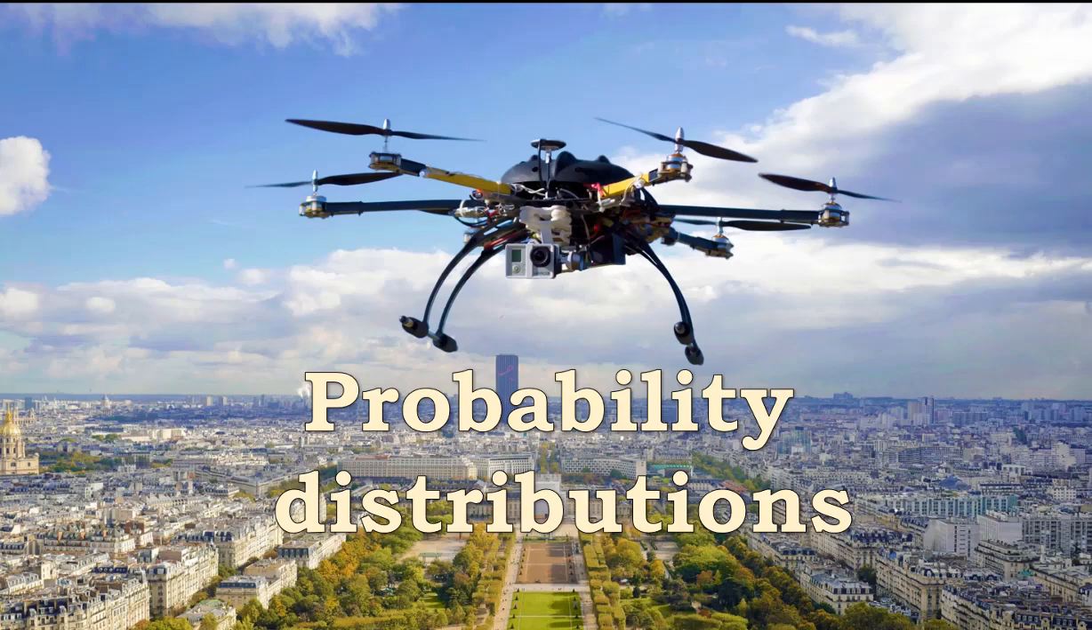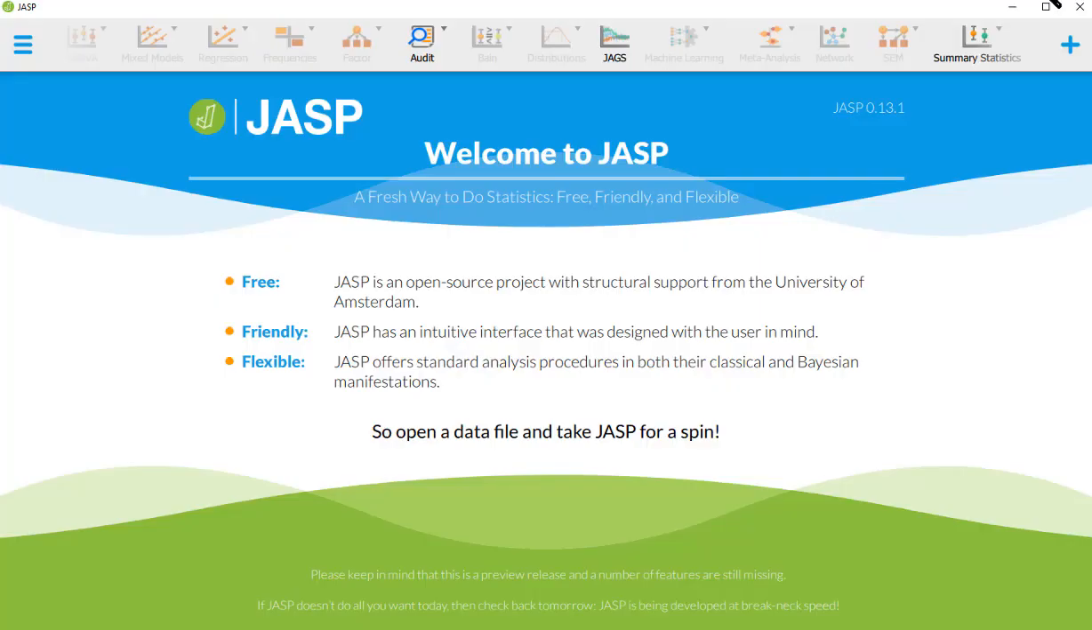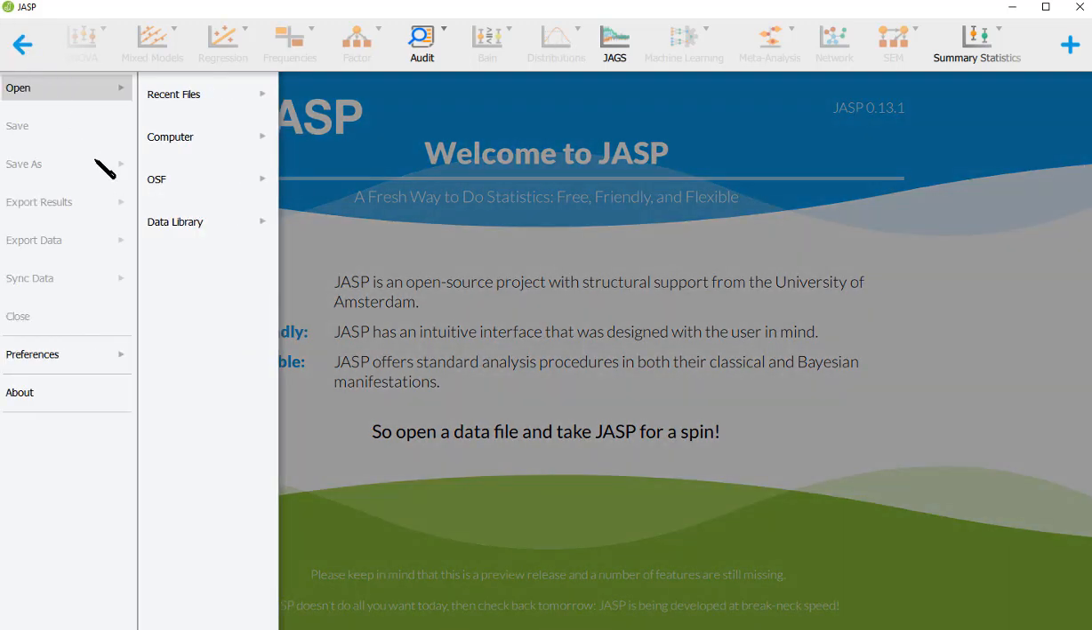JASP contains a module that allows us to explore probability distributions. The module is here, but it's blurred, so it's not available. In order to make it available, we need to open data. So let's go to open data.